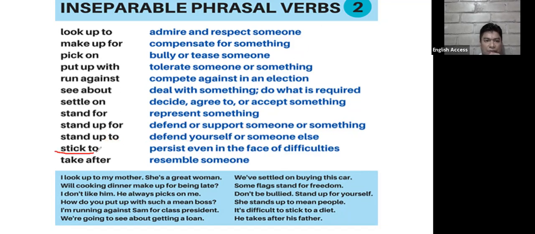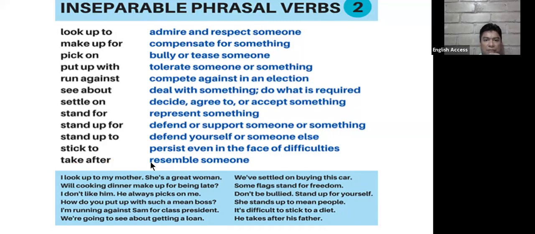Stick to: persist. And the last one we have, take after. This is for appearances. Resemble, when you look like your father or your mother or your grandfather or your uncle.